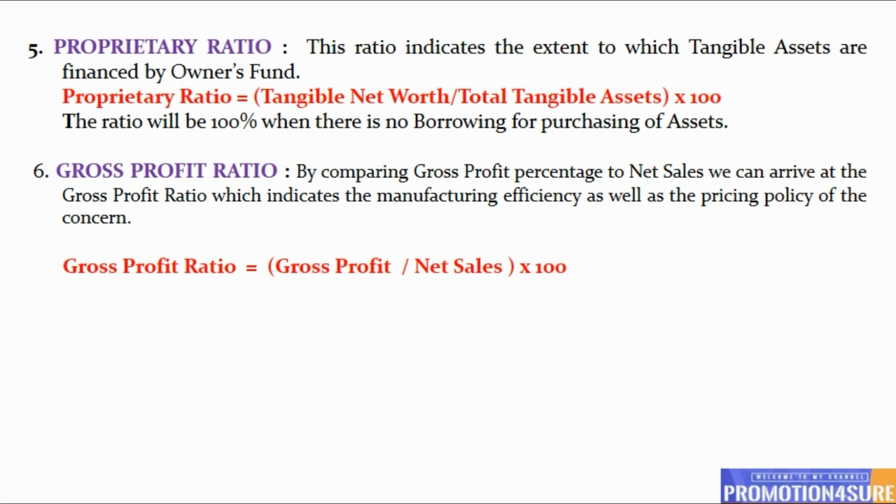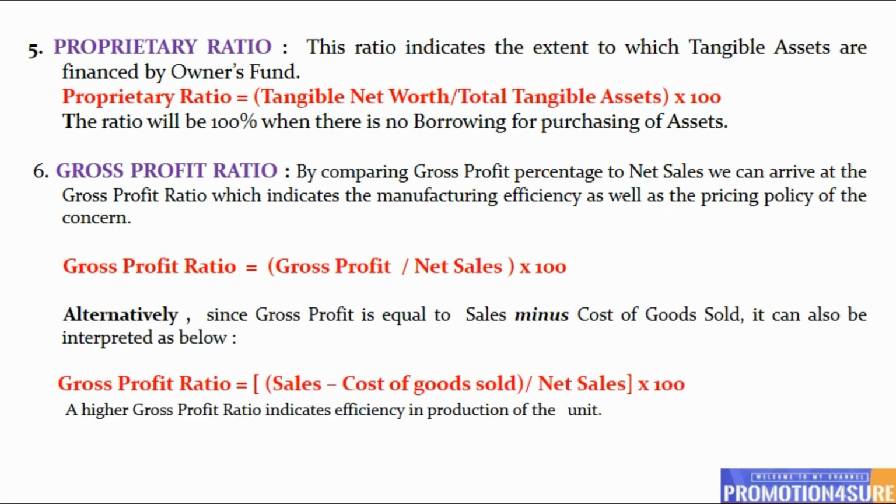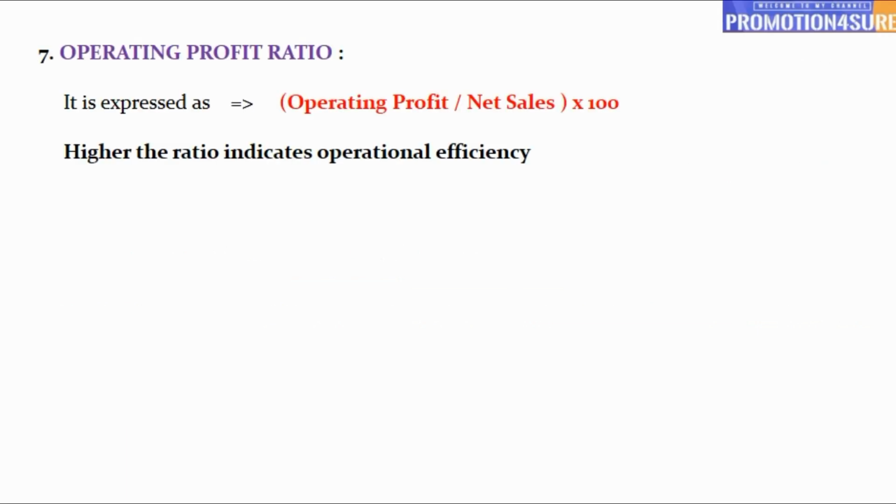So gross profit ratio is gross profit divided by net sales into 100. Alternatively, since gross profit is equal to sales minus cost of goods sold, it can also be interpreted as below. So gross profit ratio is sales minus cost of goods sold divided by net sales into 100. A higher gross profit ratio indicates efficiency in production of the unit.